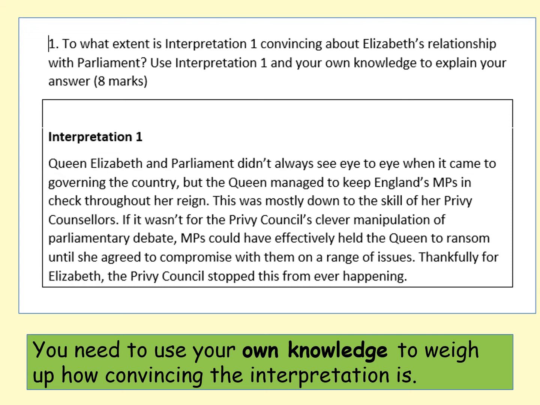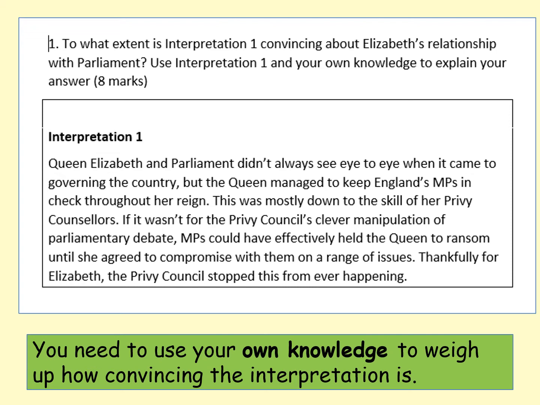So we'll just read the question and the interpretation. So the question is, to what extent is interpretation 1 convincing about Elizabeth's relationship with Parliament? Use interpretation 1 and your own knowledge to explain your answer. So the interpretation is all about Elizabeth's relationship with Parliament. So let's just read that.